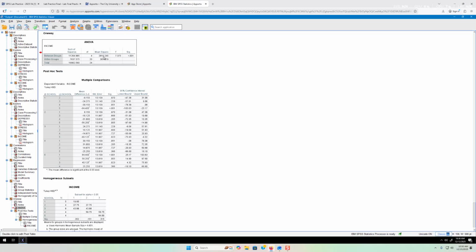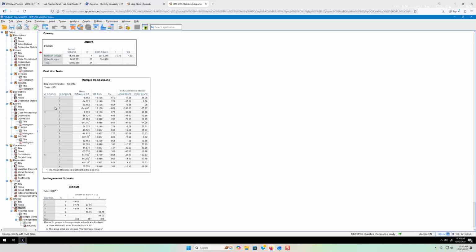Here's our ANOVA. We're looking at F, which is over 7. We're looking at the p-value, which is less than 0.001. So this is definitely significant. That means all the groups are not the same. Now, where are the differences? Wherever you see an asterisk here is a difference, significant difference.